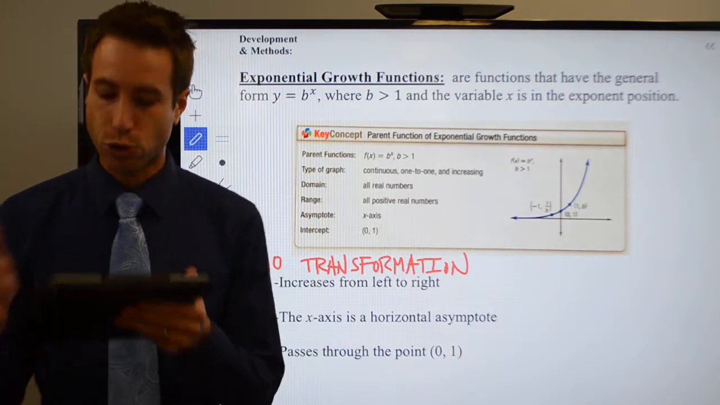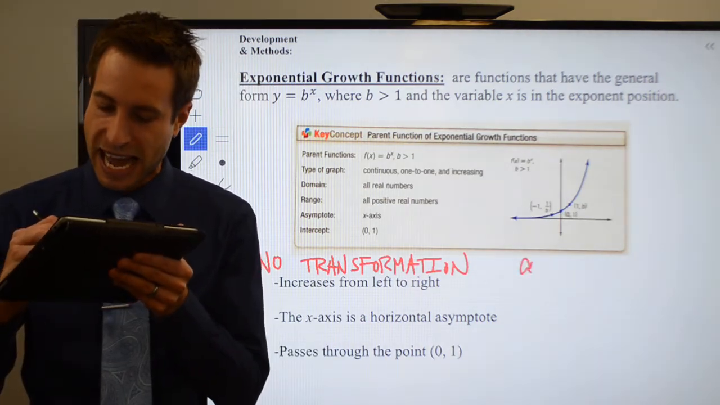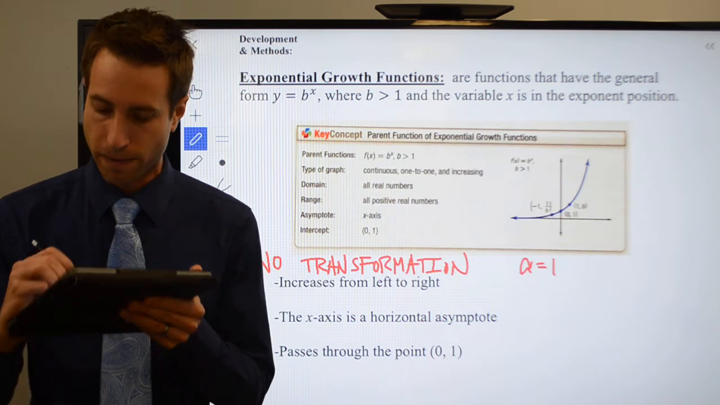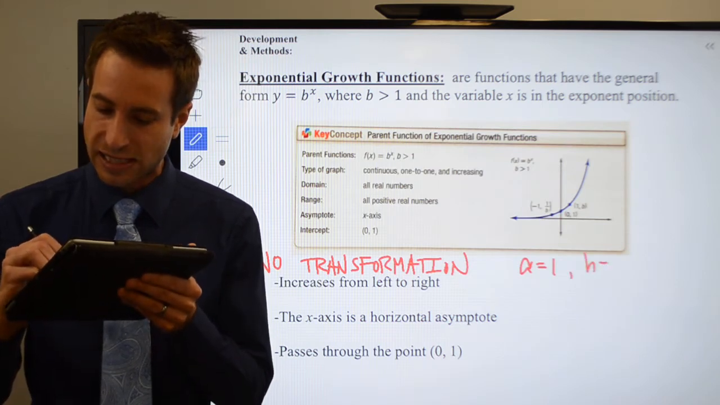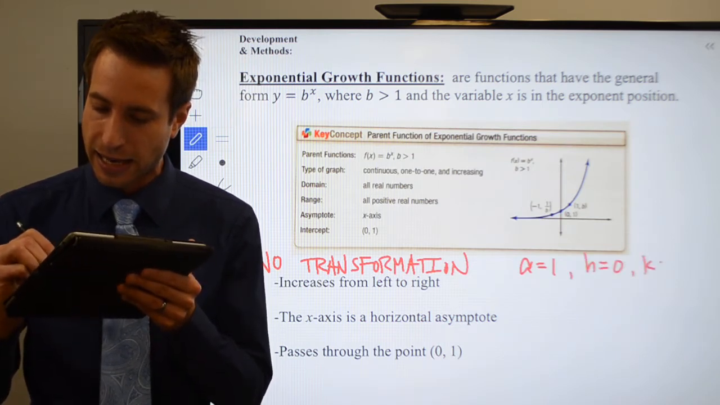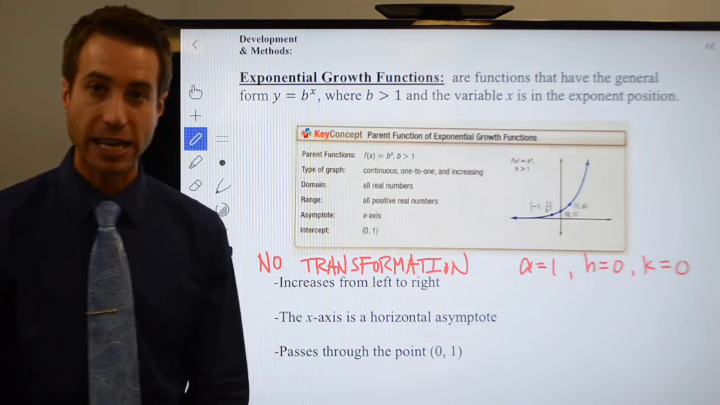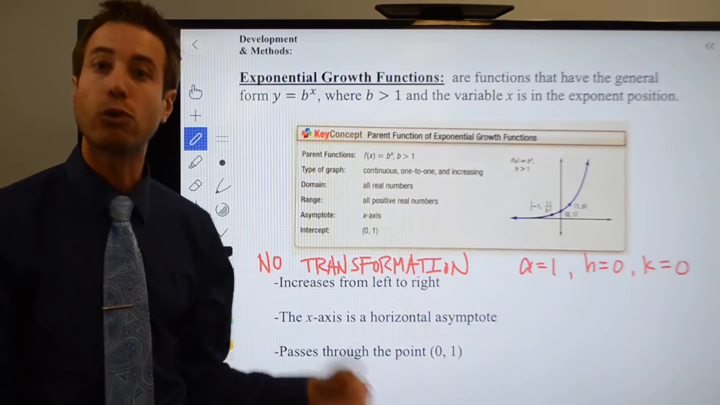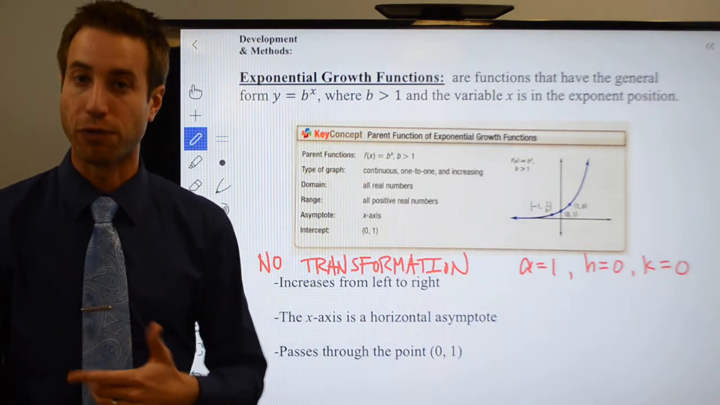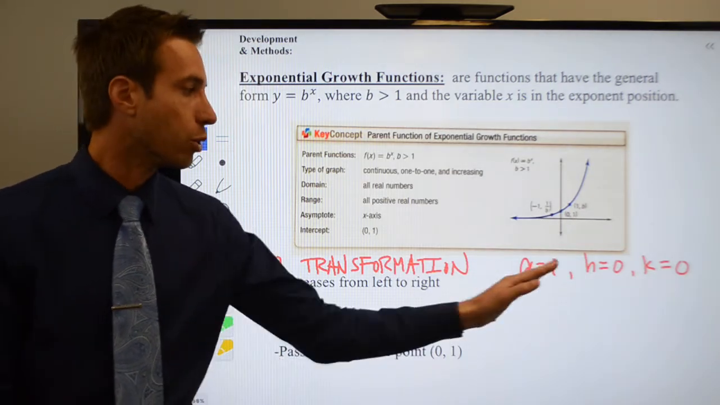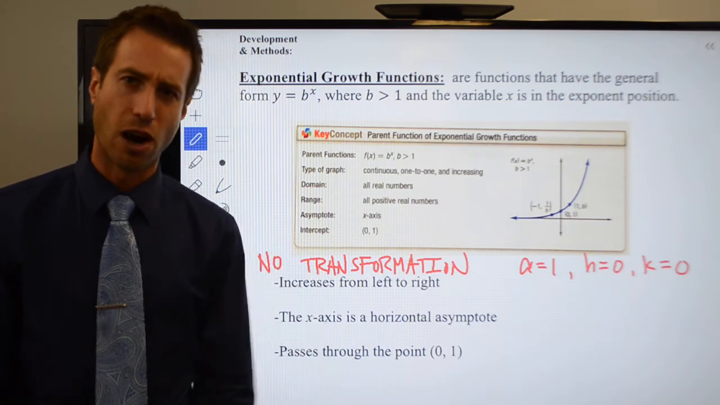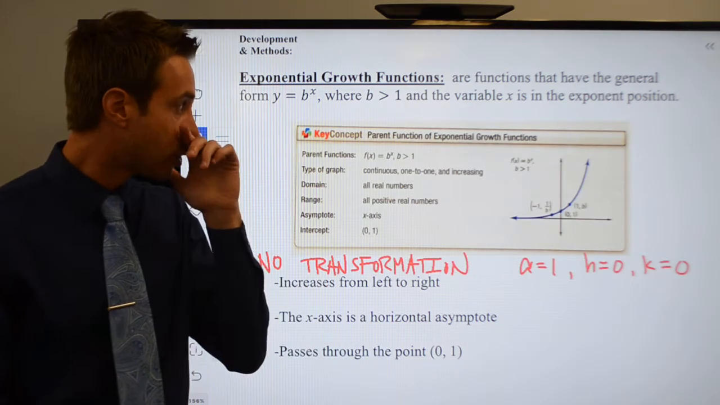So when I say no transformations, what I mean is that a is just a positive 1, h is 0, and k is 0. So as long as there are no transformations, all of these general trends about exponential growth functions are going to be true. We'll talk about transformations on a later page. So let's go ahead and jump into some of these.